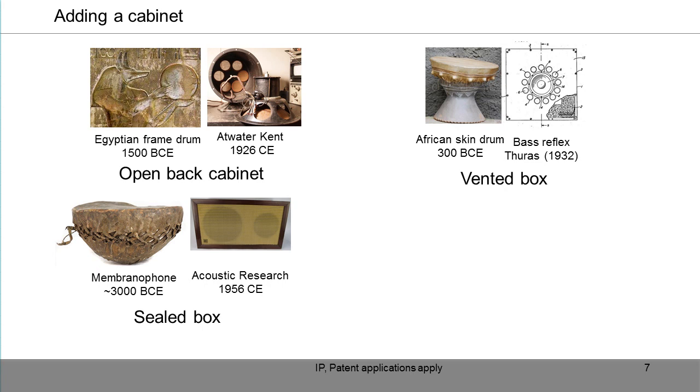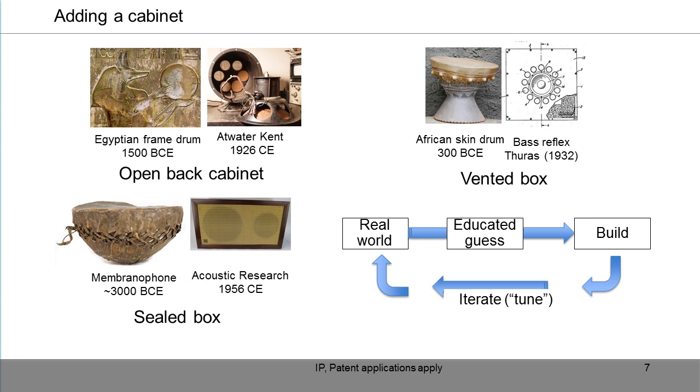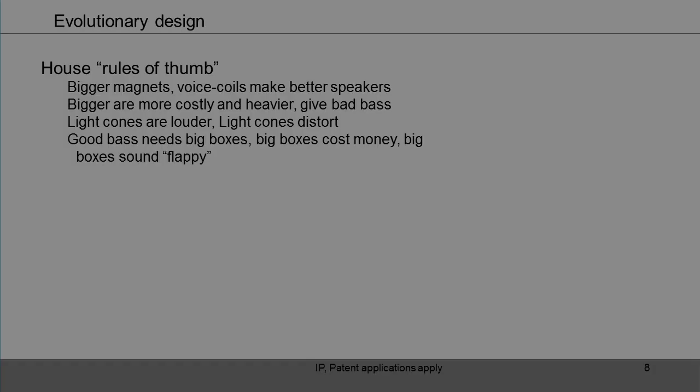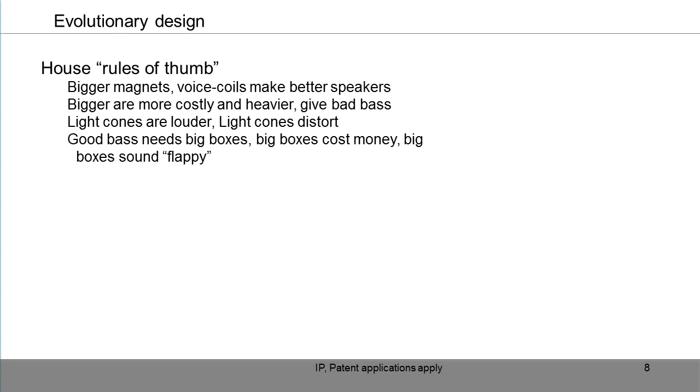We were starting with the real world, taking an educated guess that something would work, building one, and then going around the loop. We came up with rules of thumb. When we got onto electric motors, we said bigger magnets and bigger voice coils make better loudspeakers. But bigger magnets and bigger voice coils are more expensive and they're heavier and they give bad bass, and light cones are louder, but light cones distort. And good bass needs big boxes, but big boxes cost money and boxes sound flappy.